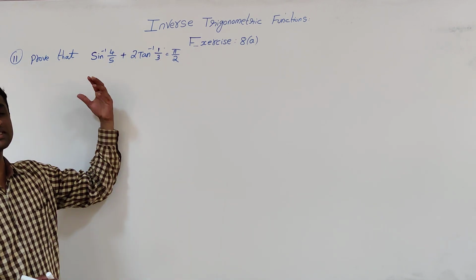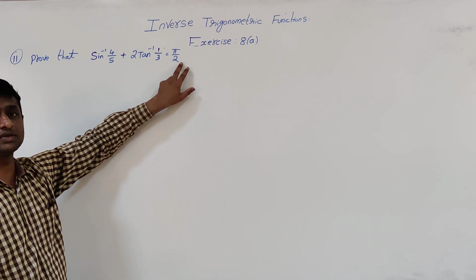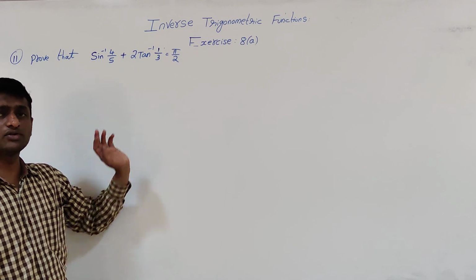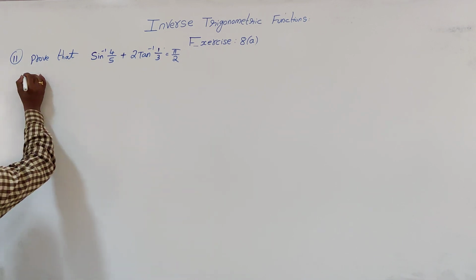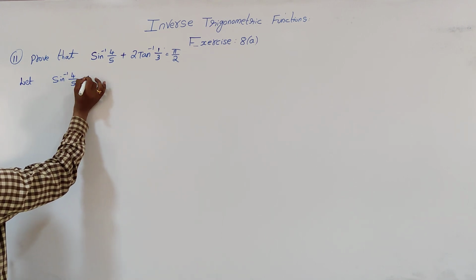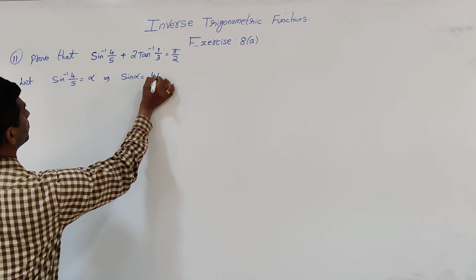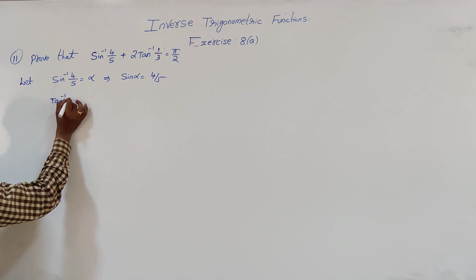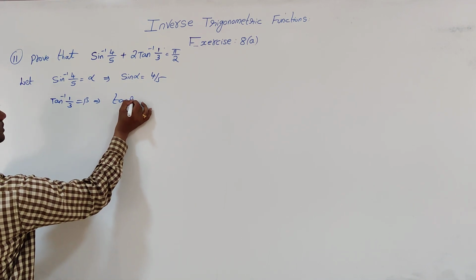Now if you apply sine on both sides, sin 90 becomes 1, or if you apply cos on both sides, cos 90 becomes 0. So we can take any one of the methods and we have to find out the RHS. So let sin inverse of 4/5 be alpha, which implies sin alpha will be 4/5, and tan inverse of 1/3 is beta, which implies tan beta will be 1/3.